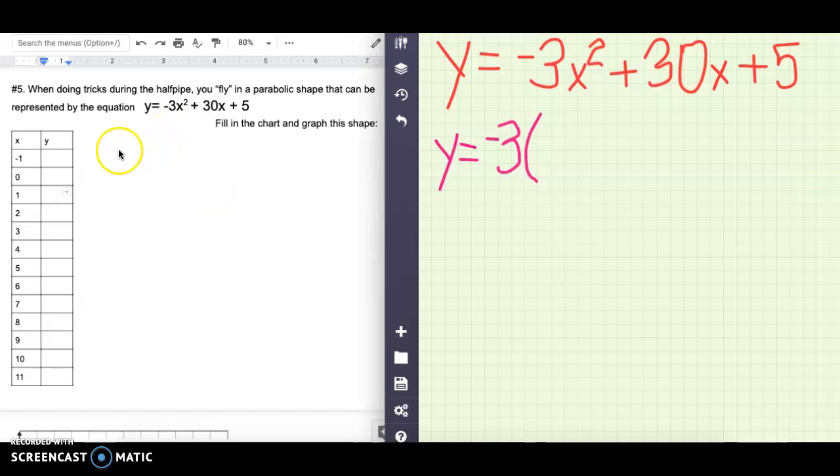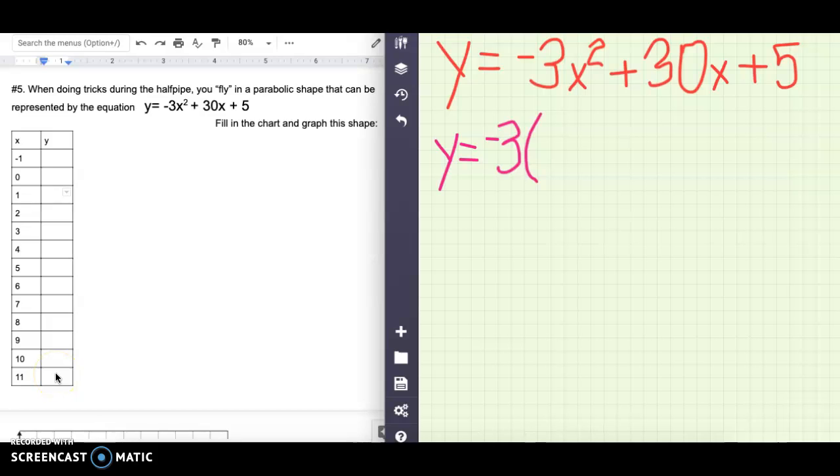Okay? So here is our level 7-8 question. It's kind of tricky. When doing tricks on the half pipe, you fly in a parabolic shape. And you may not know what that is, but you're going to graph it if you choose to do this problem. And it's going to be represented by the equation y equals negative 3x squared plus 30x plus 5. So I've got this mega XY chart over here, and I'm going to help you through the first couple of them.